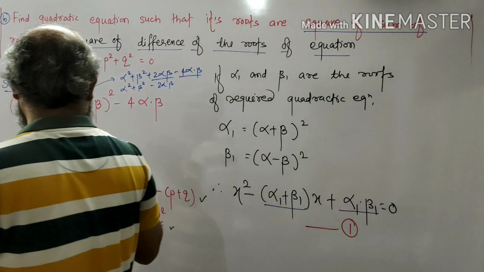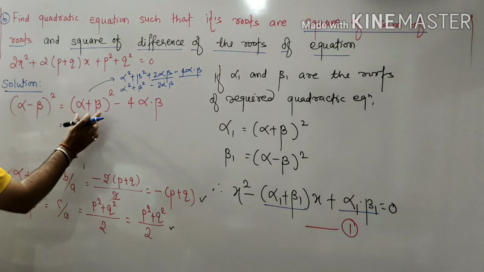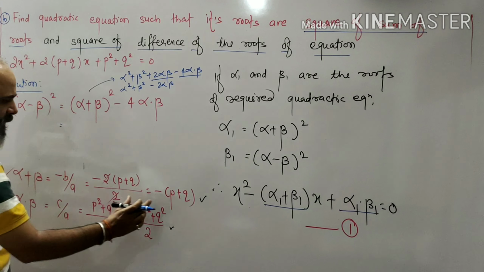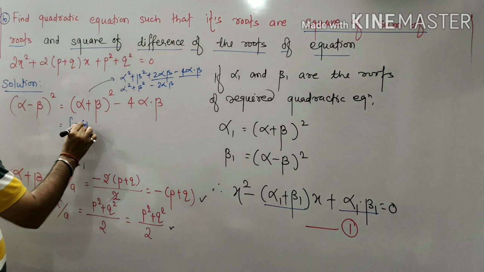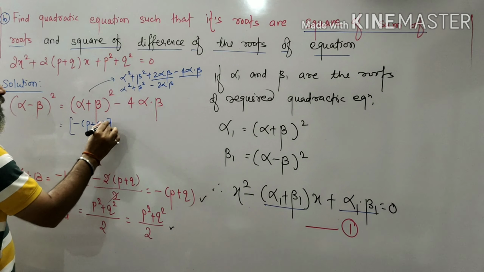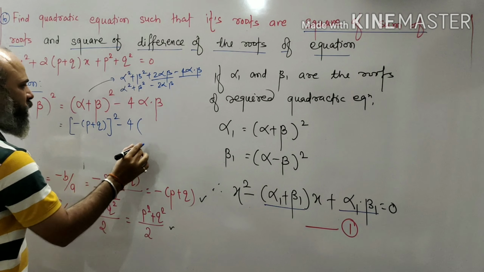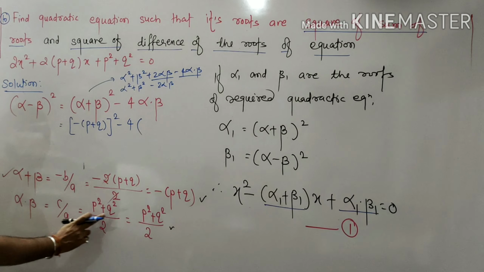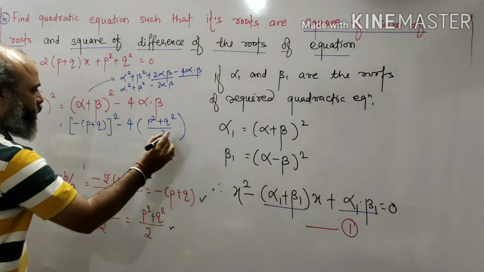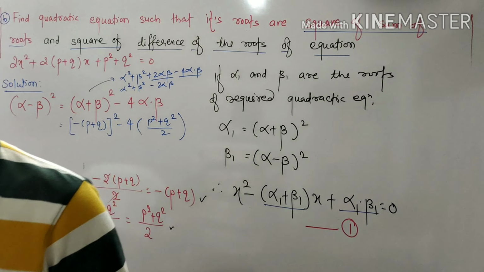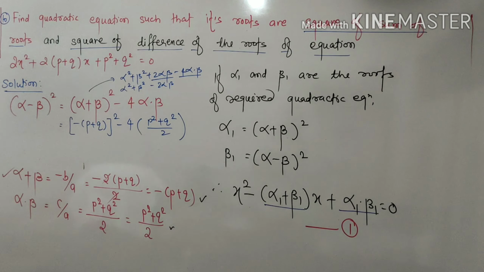Okay, student? Now we will put the value of alpha plus beta. What is alpha plus beta, student? Alpha plus beta is minus in bracket p plus q. So minus in bracket p plus q the whole square minus 4, and what is alpha into beta? Alpha into beta is p square plus q square divided by 2. Now student, we will simplify.